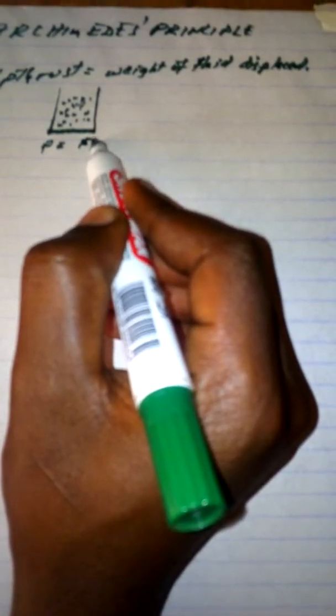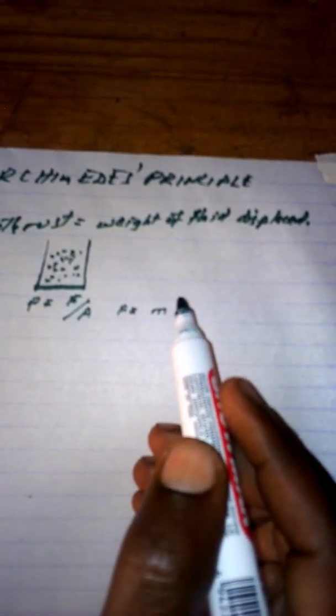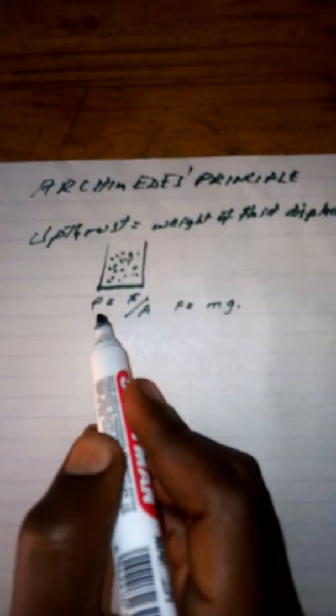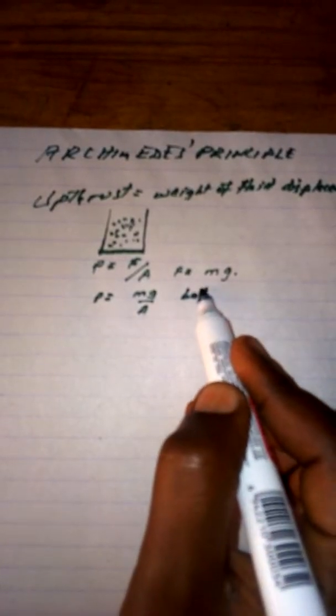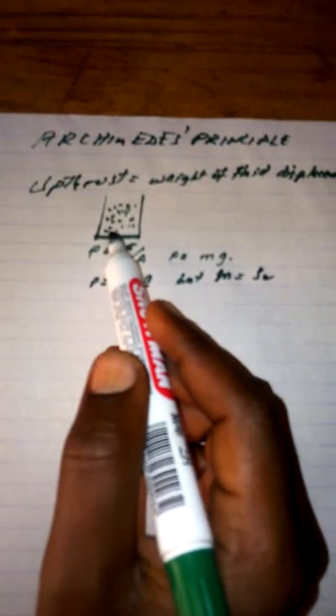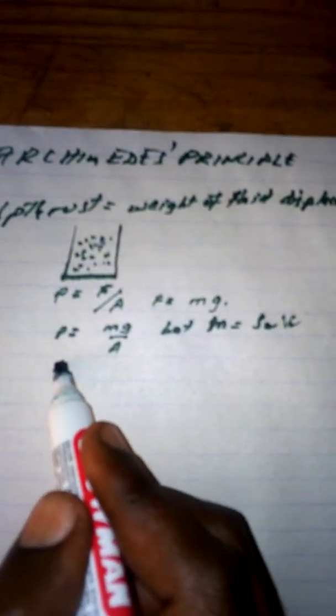And as we know, pressure is given by force divided by area, and force is obtained by taking the mass of the body times the gravitational force. So you can write that pressure is equal to mass times gravitational force divided by area. But what is mass? Mass can also be obtained as the density of water, because here we are talking of the fluid which is water, times the volume of the water. So now we can write pressure as density of water times the volume of water times g divided by area.